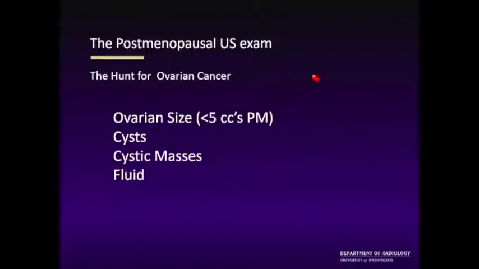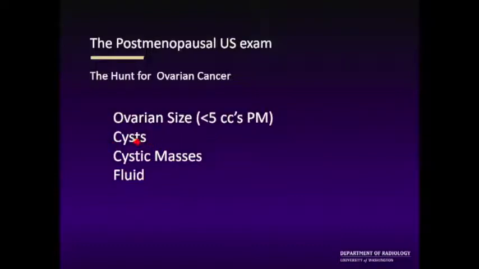So the postmenopausal ultrasound exam in many ways could be considered the hunt for ovarian cancer. I think we all know that. We don't see most of the premenopausal stuff like dermoids and endometriomas in postmenopausal women, right? And so there are really four things that we look for when we do the postmenopausal ovarian ultrasound exam. We look for ovarian size. Okay, these ovaries atrophy because they don't have mature oocytes in them anymore. So usually they're less than 5 cc's in volume. Pretty small. Normal might be 12 during active ovulation, maybe up to 20.